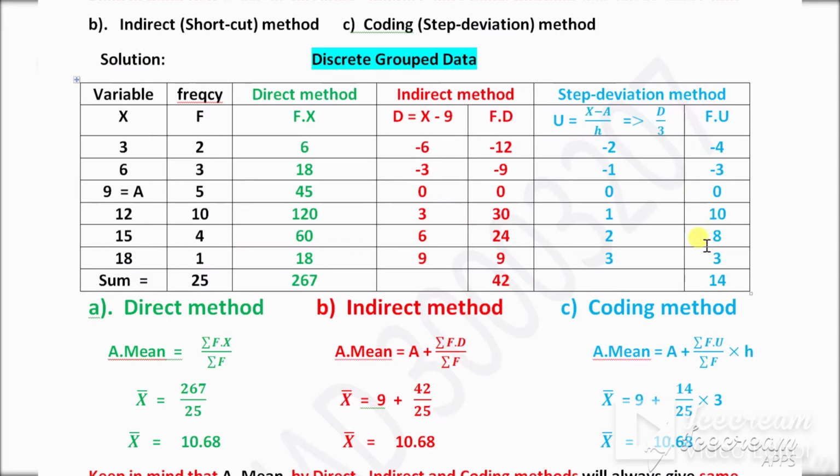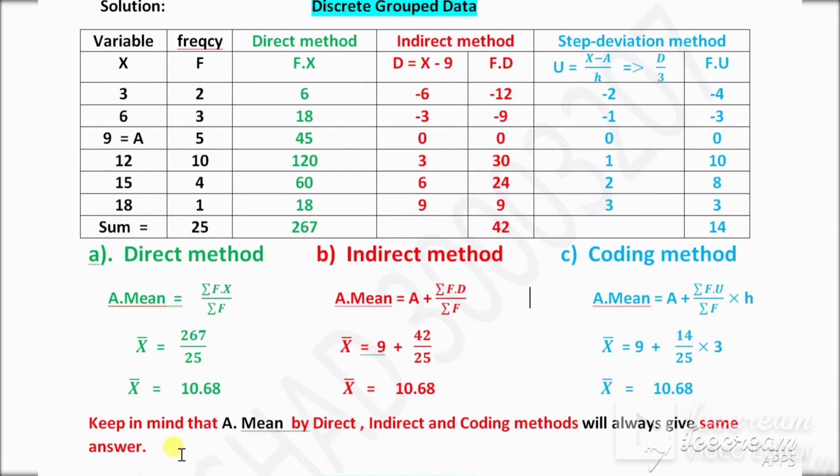Now add up this. This 14 is the summation fu. Summation fu is 14. So write for summation fu 14. Summation f which is 25, a which is 9 and h which is 3. So first divide, then multiply, and at the end add up this answer with 9. We will get 10.68. Keep in mind that arithmetic mean by direct method, indirect method, and coding method will always give us the same answer or same result.